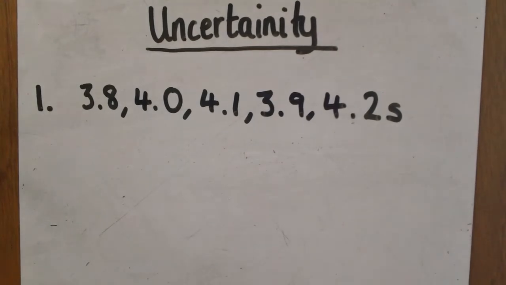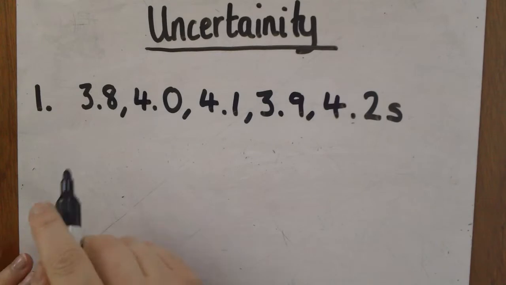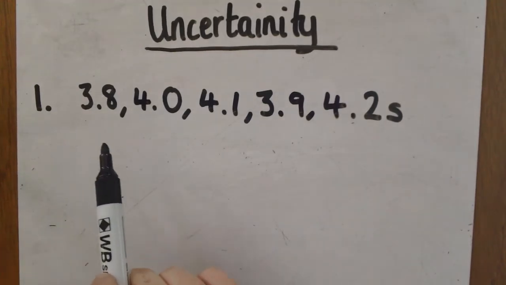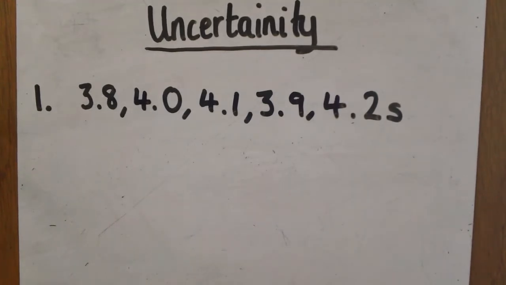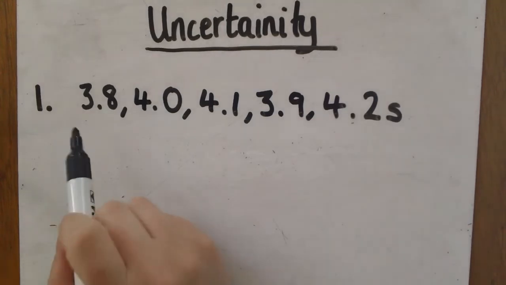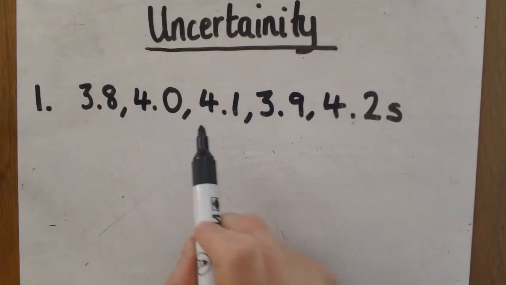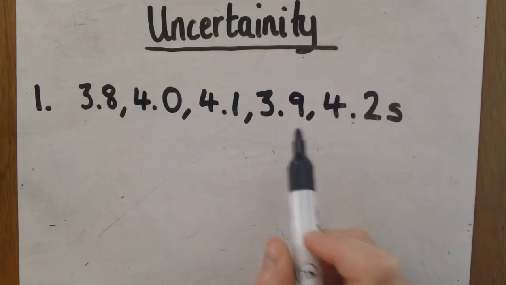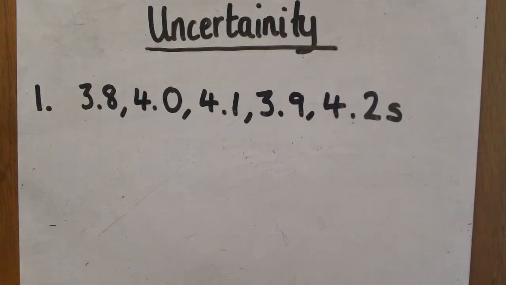We're now looking at uncertainty and question number 1. So the first thing I've done is I've written down all of the results that are on your worksheet for the value that we got of the time taken for the ball to fall to the ground. When I look at all of these results, it's really important that I identify any anomalies or outliers that there might be. So 3.8, 4.0, 4.1, 3.9, 4.2, there are no anomalies in this question.